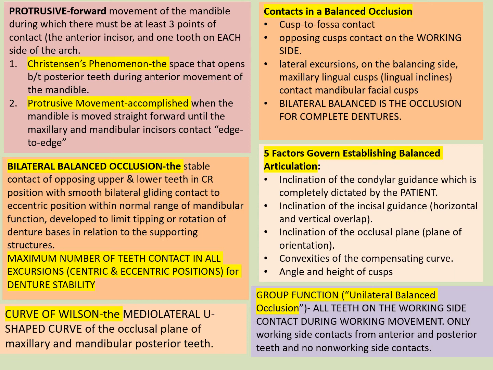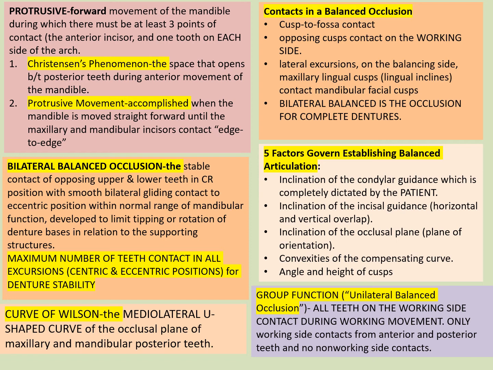So bilateral balanced occlusion is a stable simultaneous contact of the opposing upper and lower teeth in the centric occlusion position with a smooth bilateral gliding contact to any eccentric position within the normal range of the mandibular function. It is mainly done to lessen or limit tipping or rotation of the denture base. In the bilateral balanced occlusion, you have the maximum number of teeth in contact in all excursive movements, centric and eccentric positions. That is best for your denture stability.